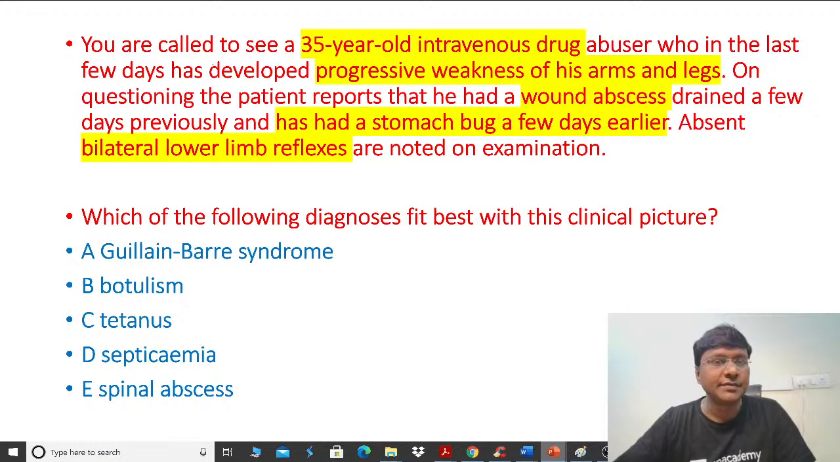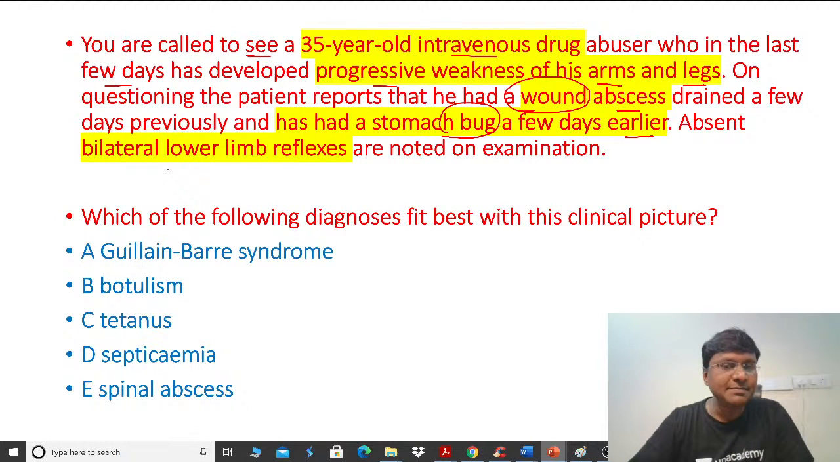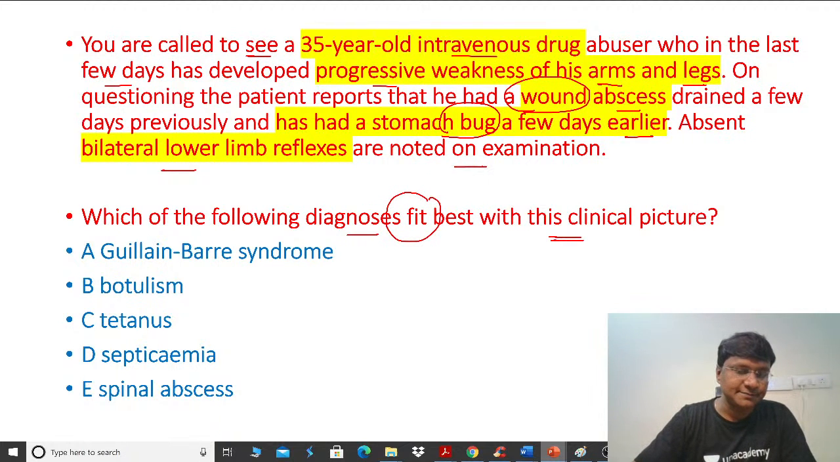Now you take another important question. You are called to see a 35-year-old intravenous drug abuser who in the last few days has developed progressive weakness in arms and legs. On questioning, the patient reports that he had a wound abscess drained a few days previously and had a stomach bug a few days earlier. Absent bilateral lower limb reflexes are noted on examination. Which of the following diagnoses fit best with this clinical picture?